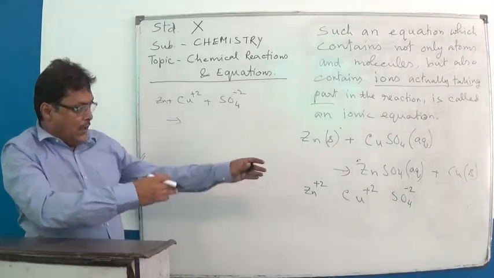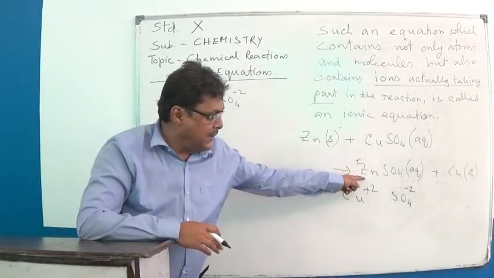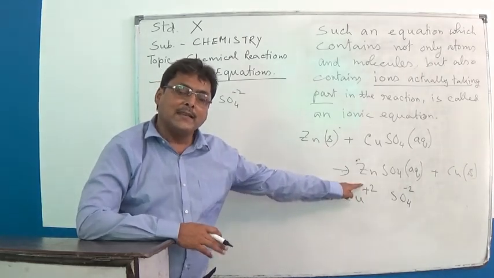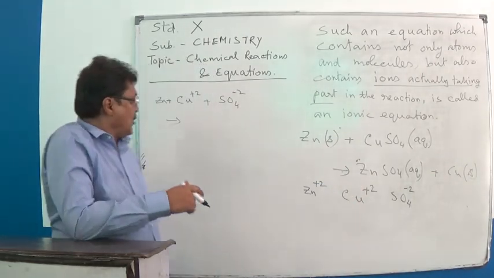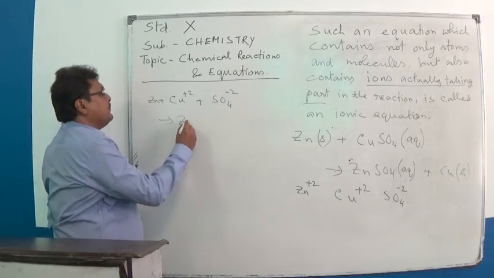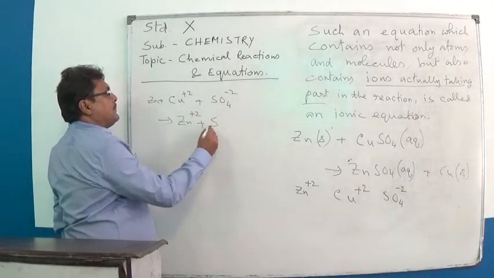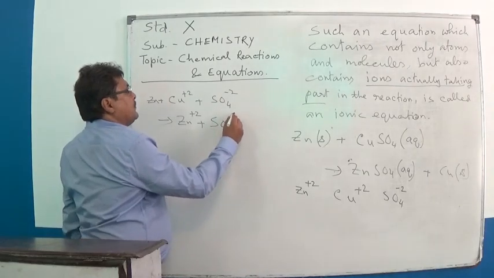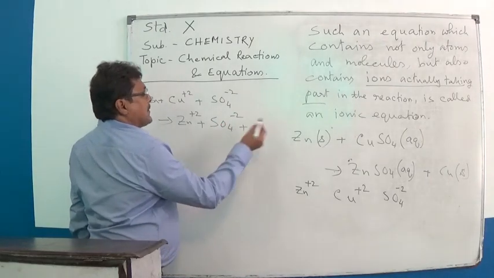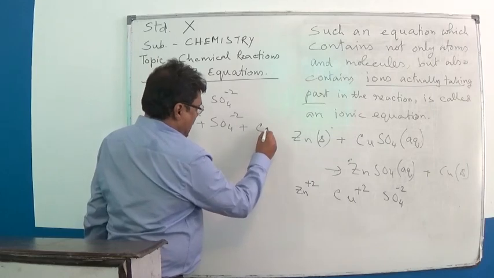So what will be the right hand side? Now zinc sulfate, zinc is in the aqueous solution. So zinc is now an ion, sulfate minus, plus copper is now solid.